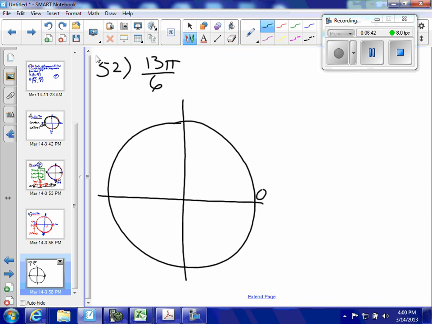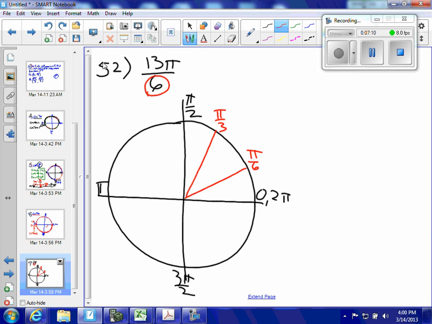And I know that this is 0 and 2 pi. I know that this is pi over 2. This is pi, and this is 3 pi over 2. And I'm looking for 13 pi over 6. So I might decide to divide this up into sixths. So let's do that. This is my pi over 6. This is my pi over 3, which is 2 pi over 6.